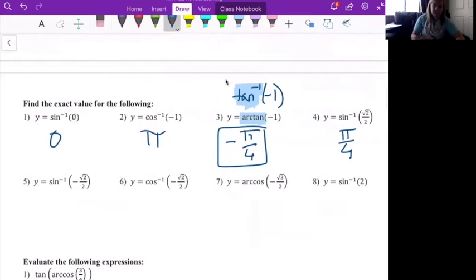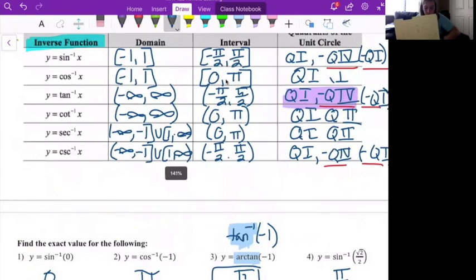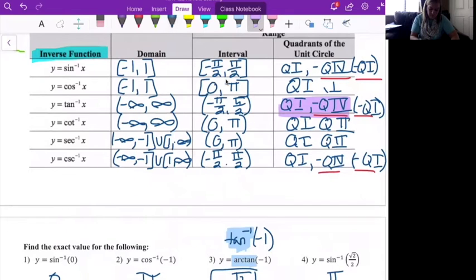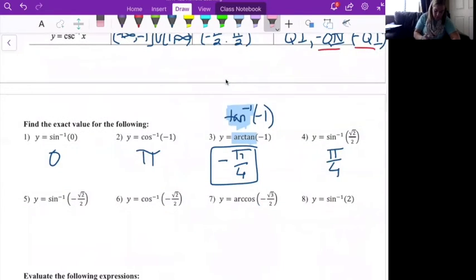But then sine inverse of negative root 2 over 2, so for sine, we want to look in quadrant 4, but then negative. And so we're looking in quadrant 4, sine would be negative root 2 over 2 at 7 pi over 4, but that is going to be negative pi over 4 because it needs to be between negative pi over 2 and pi over 2.